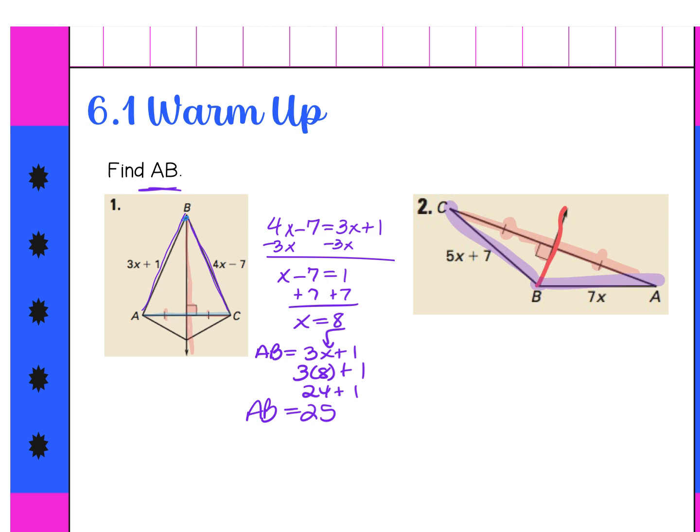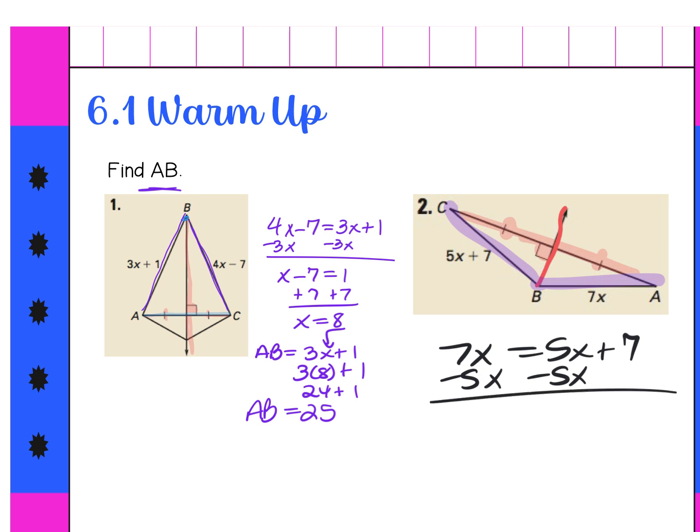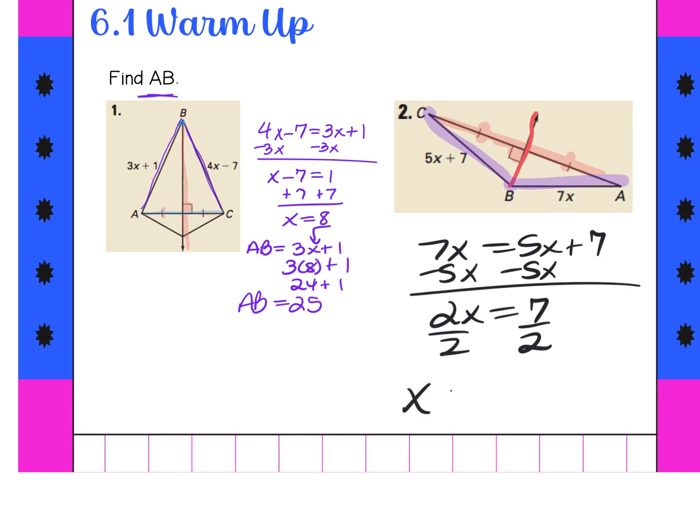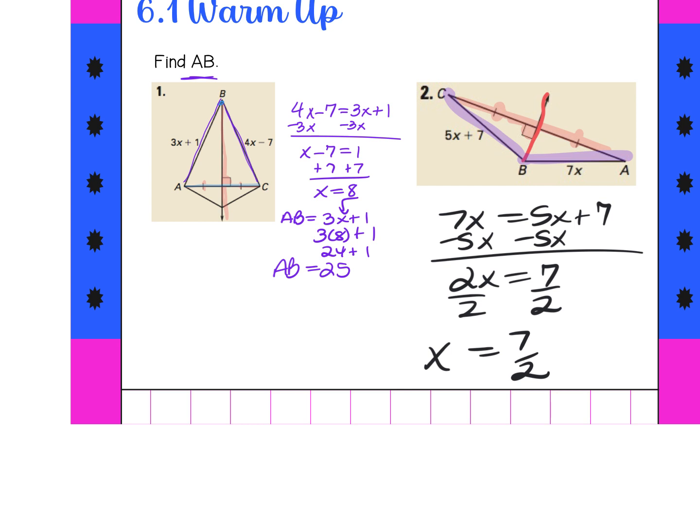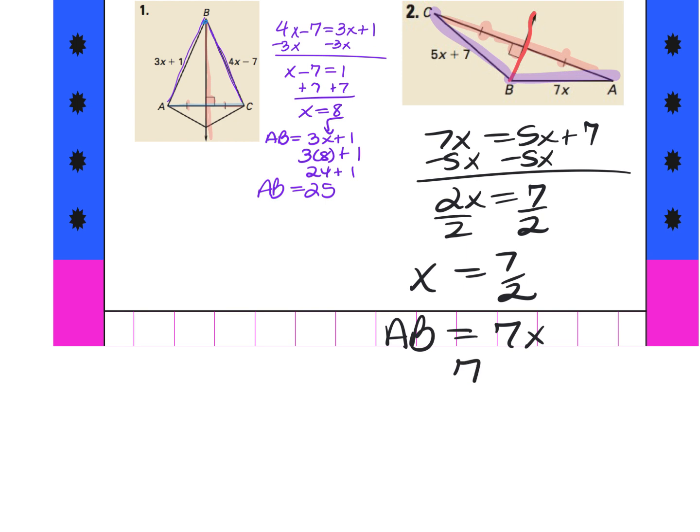So I'm going to set 7X equal to the 5X plus 7. Subtract the 5X. 2X equals 7. Fractions are fair game tomorrow, so be ready to work with them. So then I get X is equal to 7 over 2, but same thing that it was asking for in number 1, I'm also asking for in number 2. I want to find the length of AB, and AB was 7X, so I'm going to plug in 7 over 2 for my X, multiply that, and AB is equal to 49 over 2.